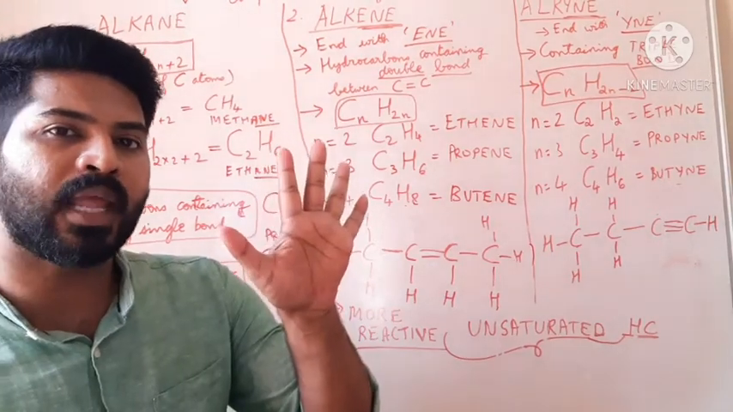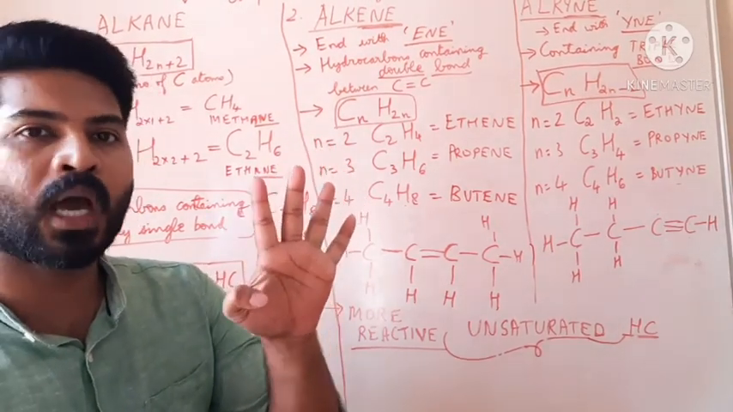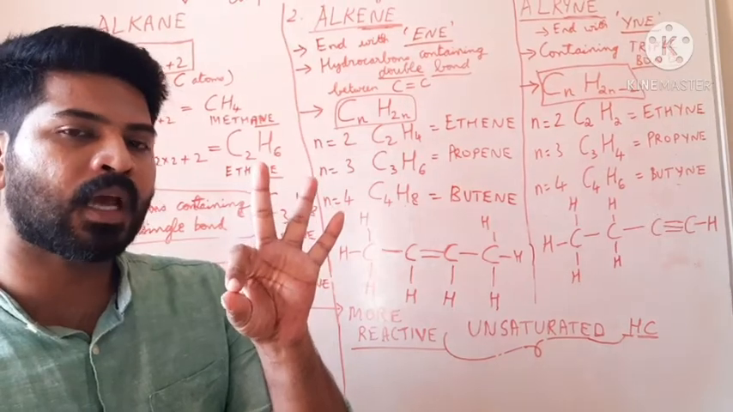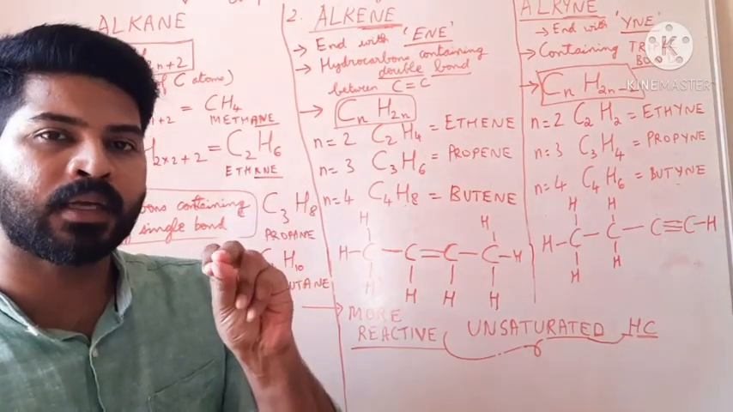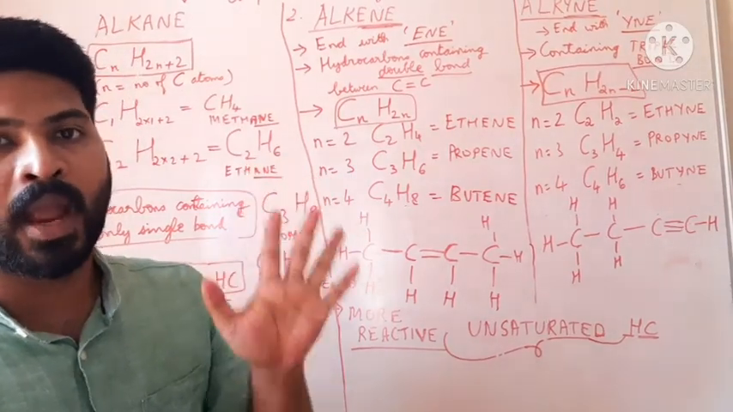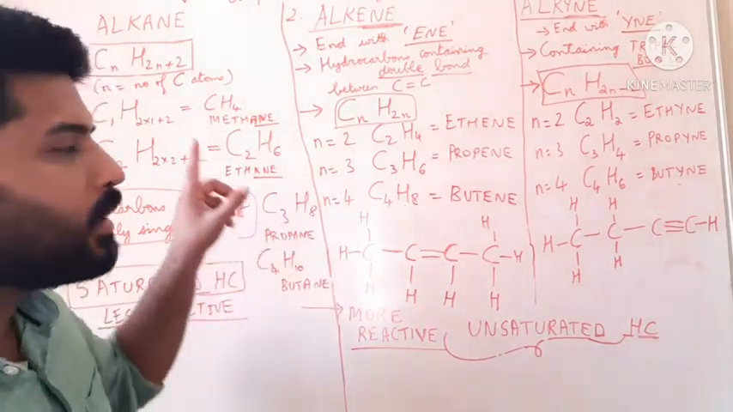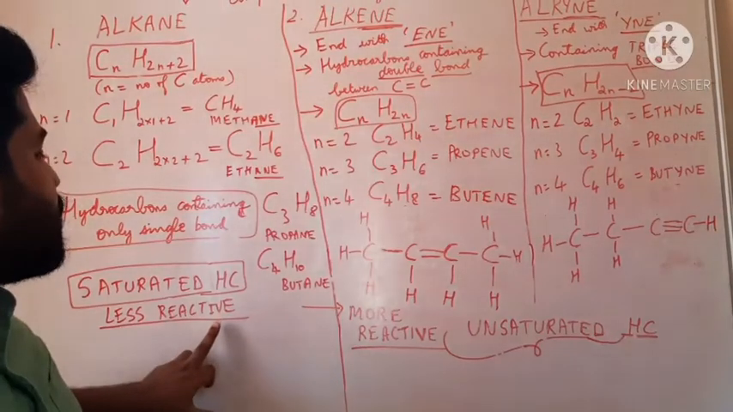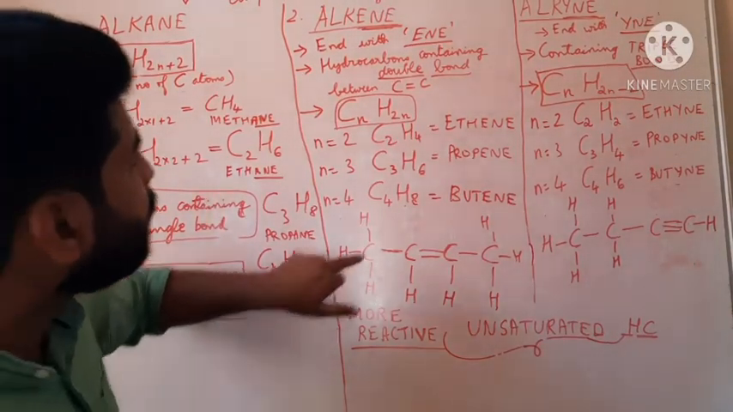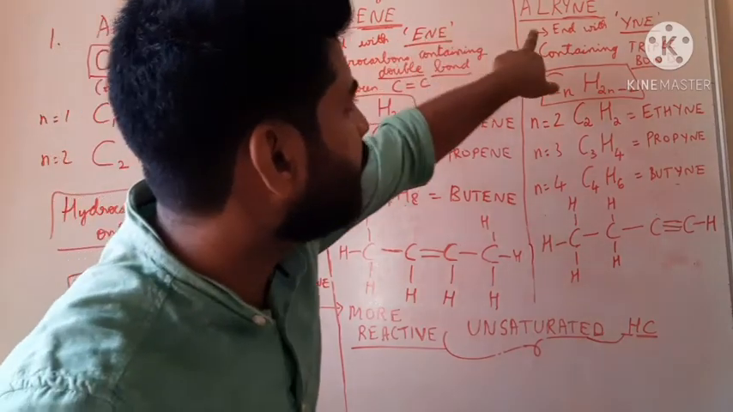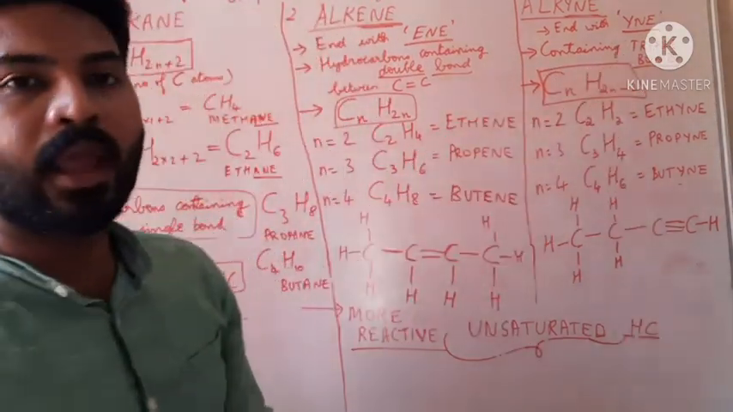One carbon name will begin with meth, 2 carbon begins with eth, 3 carbon prop, 4 carbon but, 5 carbon pent, 6 carbon hex. And if it is alkane, the suffix ane will be added to the end. If it is alkene, it will end with ene. If it is alkyne, it will end with yne.